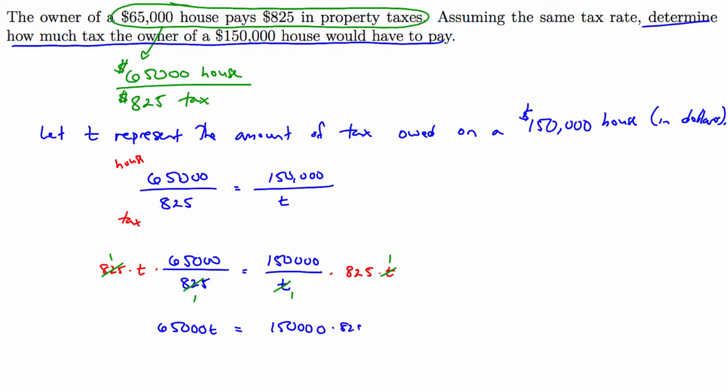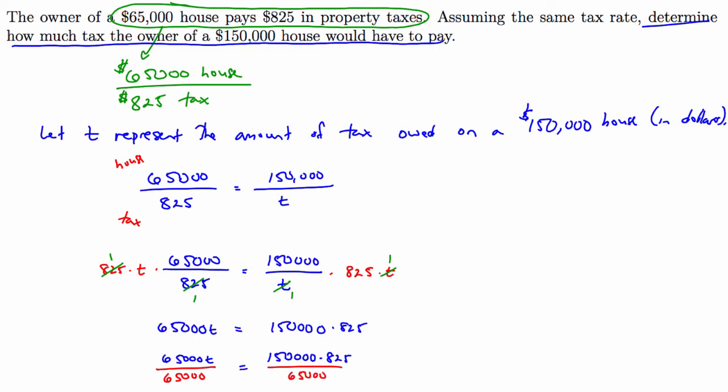times 825. I would not be inclined to actually calculate out what 150,000 times 825 is, because I know for myself I'm very likely to make a mistake when I write that number down. So I will leave it as 150,000 times 825 equals 65,000t. And to solve this equation, we need to divide both sides by the coefficient, 65,000.